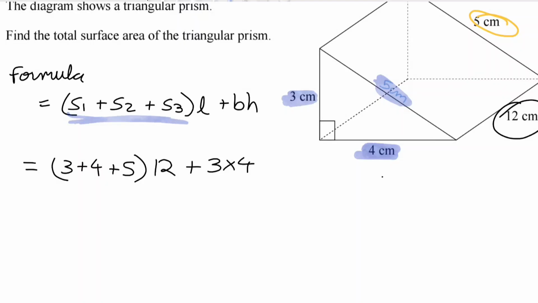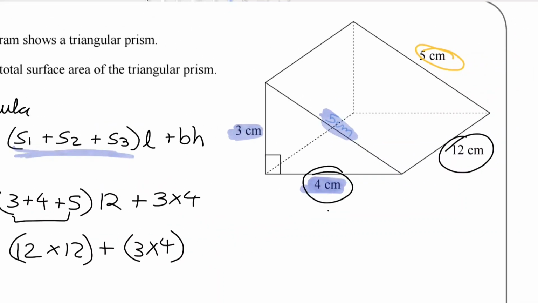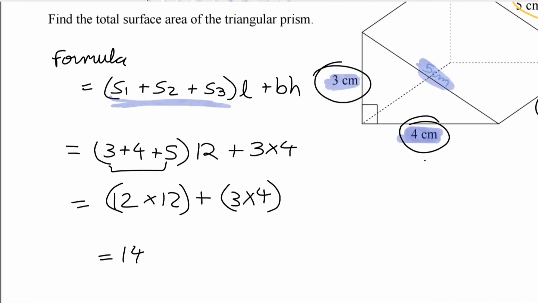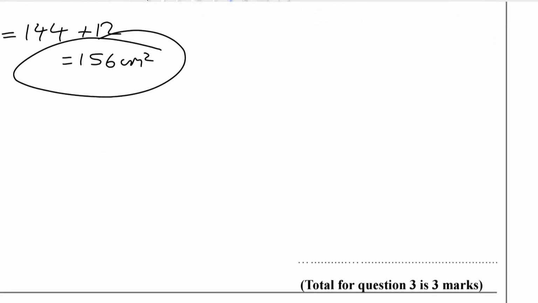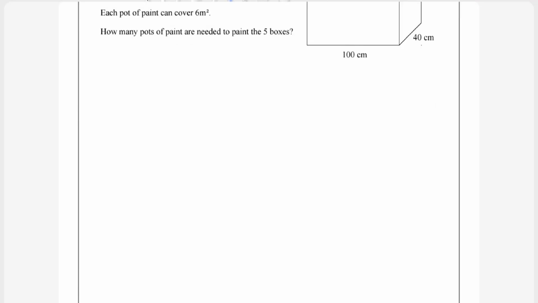Then I multiplied it with 12. The sum was 12 times 12 plus 3 times 4. Why 3 times 4? Which is breadth times height. This is the breadth, this is the height. Okay, so 12 times 12 is 144 plus 12 gives me 156 centimeter square. So yeah, this is your answer, 156 centimeter square.